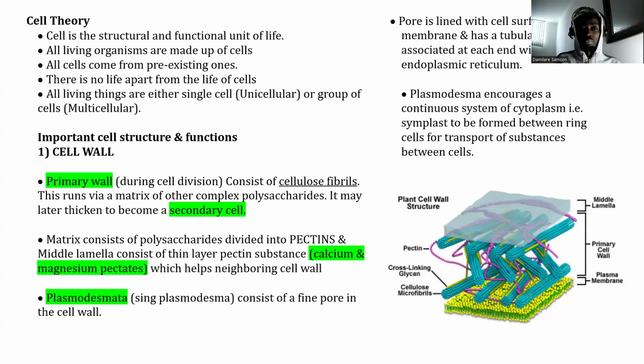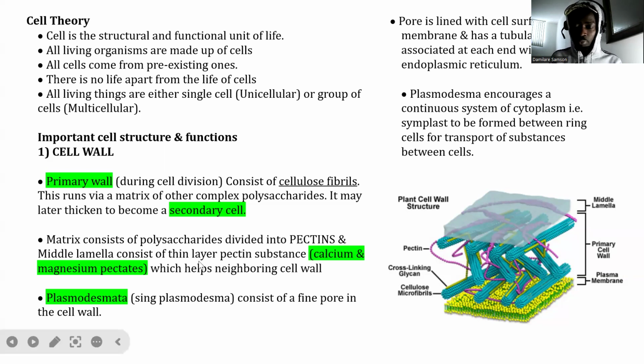Are you getting me? They say write short notes on the cell wall. So these are some of the points that you just need to put together to give a short note. So plasmodesmata encourages a continuous system of cytoplasm. That also tells you one of the functions of the cell wall: transportation of substances within the cell. So that's the function of plasmodesmata, which is found inside the cell wall.